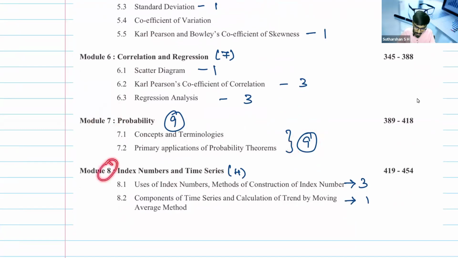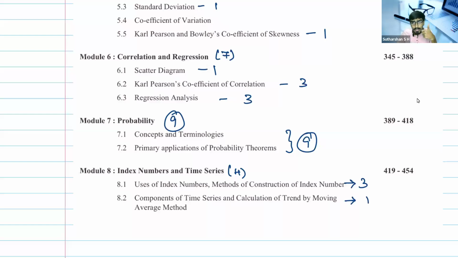Then module number 8, index number and the time series. In time series, basically there is not much. Basically 1 question can be tested, maximum 2 questions can be tested. In index number, there may be a probability to test you 3 to 4 questions. Method of index number is also quite easy. We will easily solve it with a calculator.